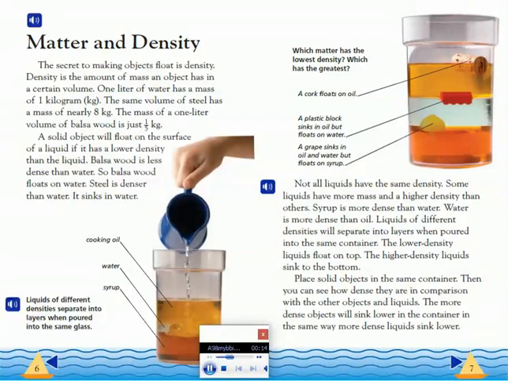Liquids of different densities will separate into layers when poured into the same container. The lower density liquids float on top. The higher density liquids sink to the bottom. Place solid objects in the same container. Then you can see how dense they are in comparison with the other objects and liquids. The more dense objects will sink lower in the container. In the same way, more dense liquids sink lower.